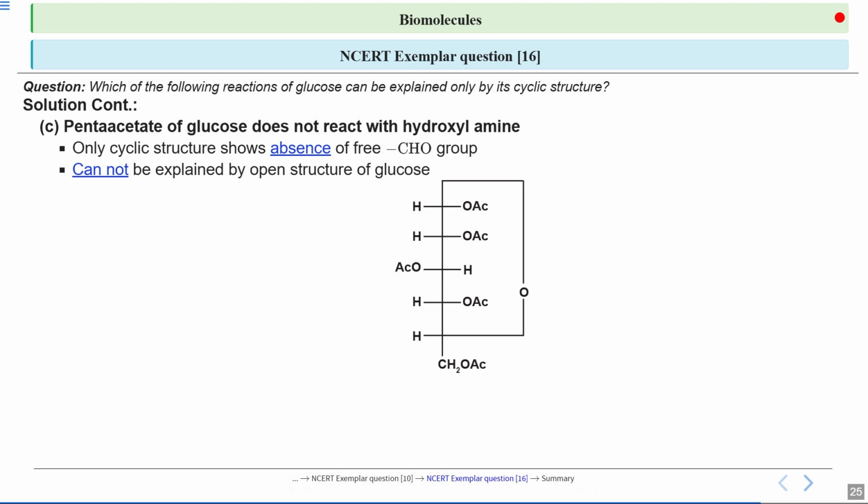If you see the image over here, you will see that the CHO group, which is the aldehyde group, is no longer free. So this is why this reaction can only be explained by its cyclic structure.